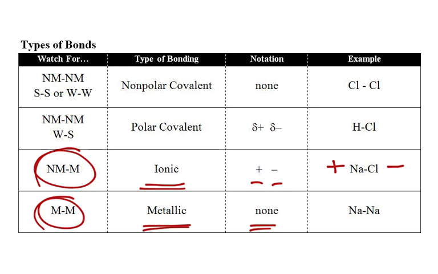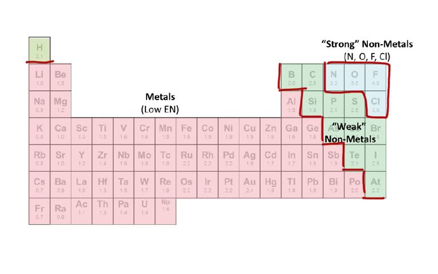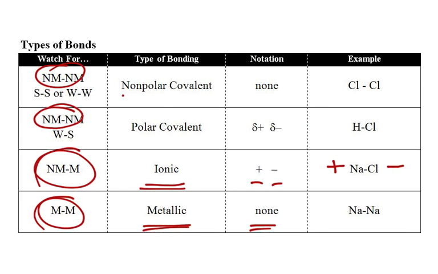Then if you have two nonmetals, we have a choice. If the two nonmetals come from the same group, so if we have two things from the weak or two things from the strong, then they are going to share equally, and they're going to be nonpolar covalent, and there will be no notation you have to draw.